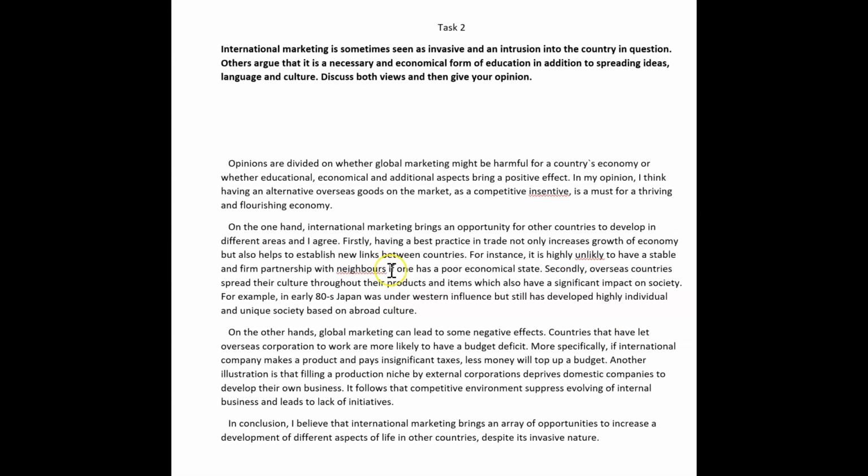International marketing. This is a really hard essay. Some are seen as invasive and an intrusion, others argue it's a necessary and economical form of education. Okay. Opinions are divided on whether global marketing might be harmful, or whether the marketing's educational aspect might bring a positive effect. Okay.